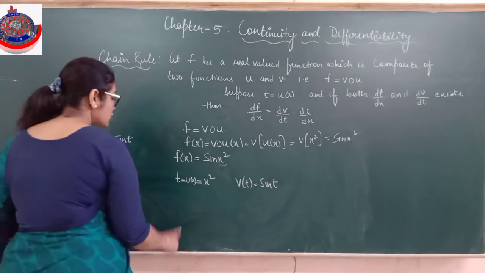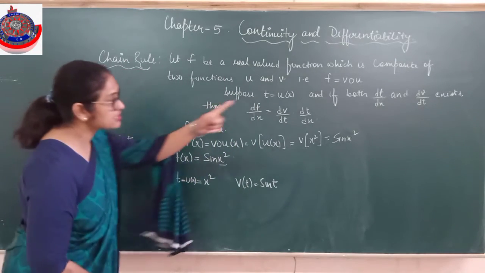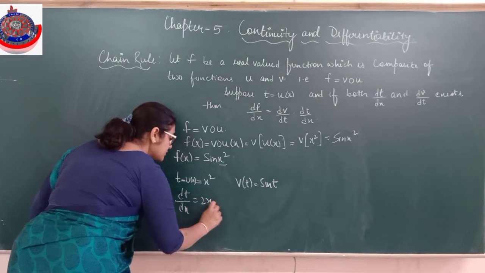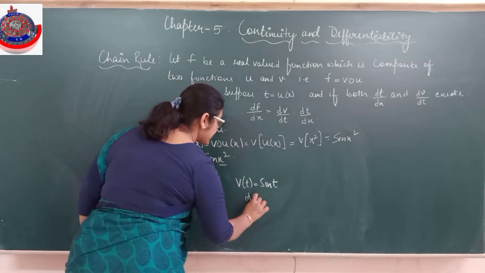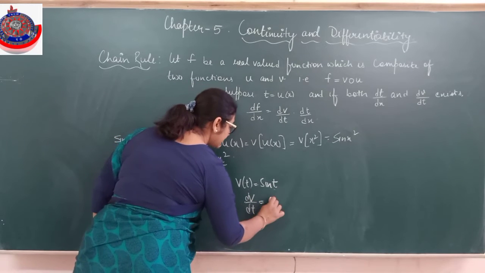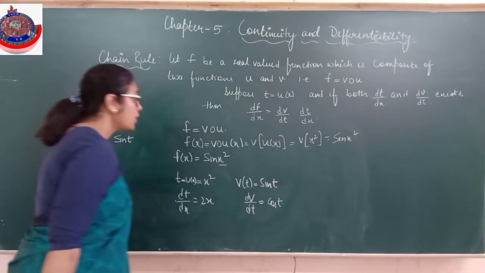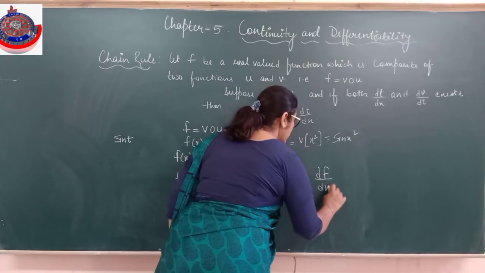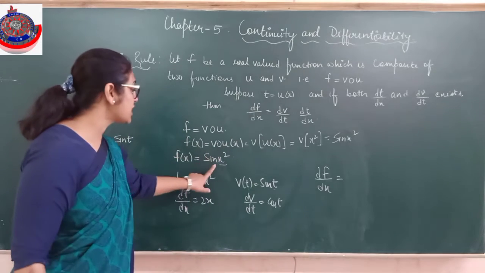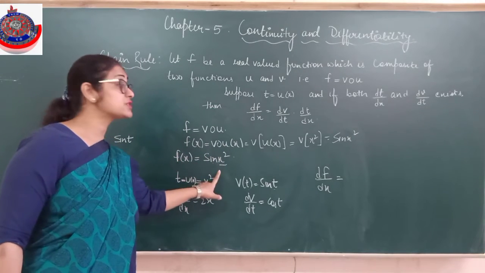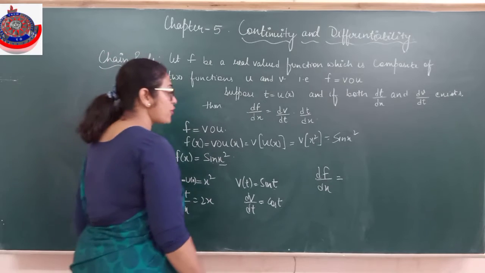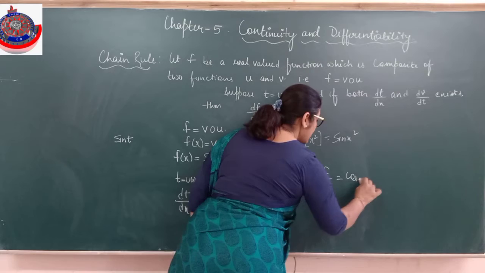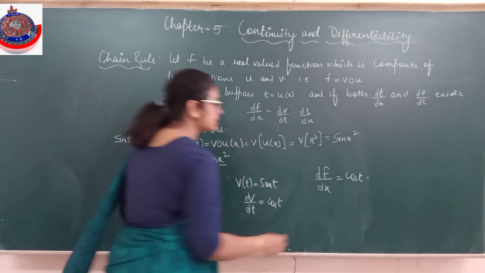Alright. So t is equals to u of x, v is equals to, now I will differentiate dt upon dx. That is 2x. I will differentiate v with respect to t because v and t have a relation, cos t. Alright. According to our formula, df upon dx, which I had to find out because the initial function was f of x is equals to sin x square. So I'll differentiate df upon dx, that is dv upon dt. What is dv upon dt? Cos t into dt upon dx, that is 2x.